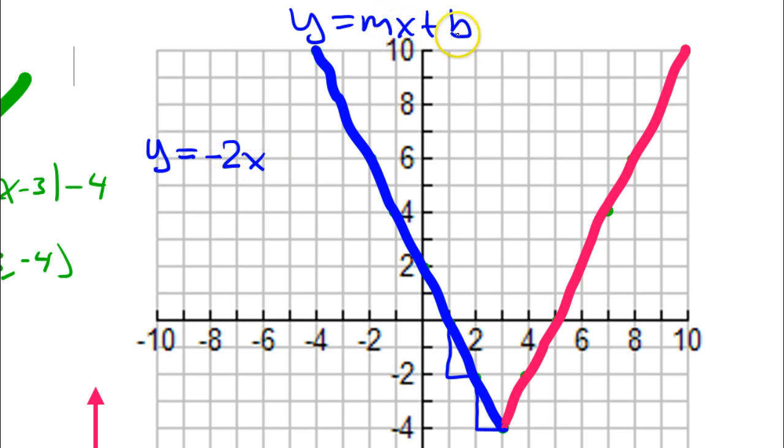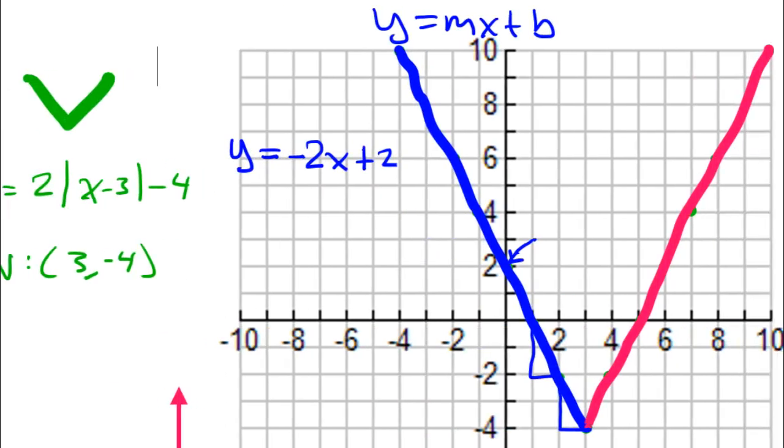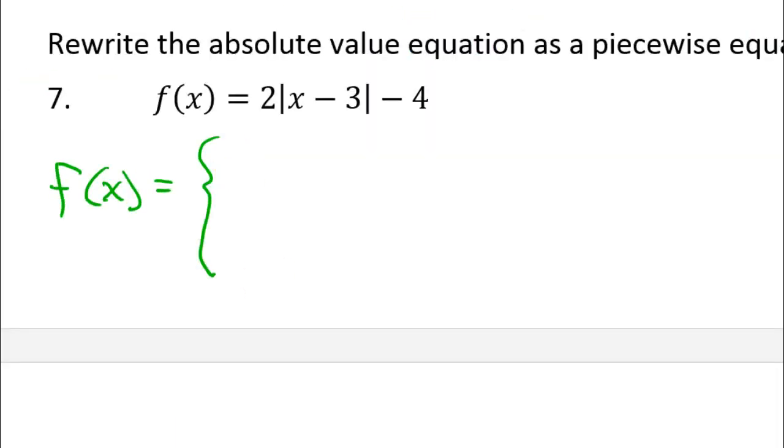Now we need the y-intercept. Well, the y-intercept is right here. Okay, there's my y-intercept at 2. So that'll be negative 2x plus 2. So that's going to be the first part of my piecewise function. Negative 2x plus 2. Alright, so I will write negative 2x plus 2, like that.